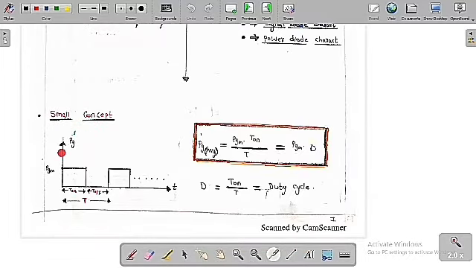A small concept here: suppose you get a graph of power PG in this manner, where the maximum value of PG is PGM, and this is turn on and this is turn off. So power is present only for the on period, but not for the off period, in a time interval of T. If they ask what the average power is, it is the maximum value into T on by T. This T on by T is called the duty cycle, so it is PGM into D. D is nothing but T on by T, called the duty cycle. So this is the average value of the power.